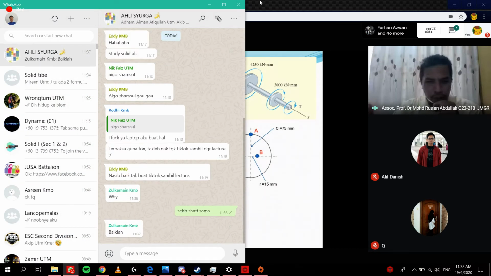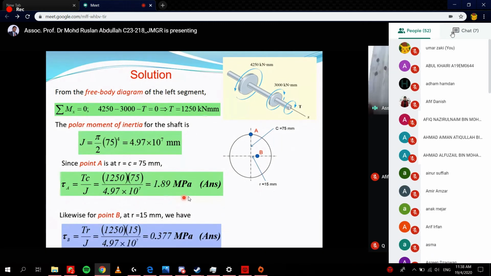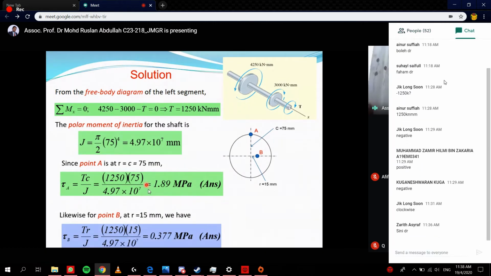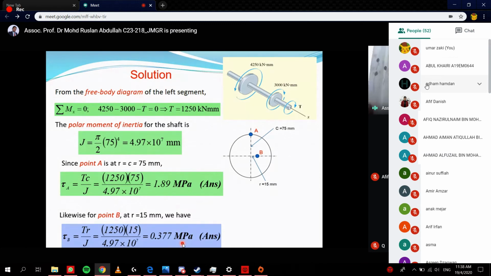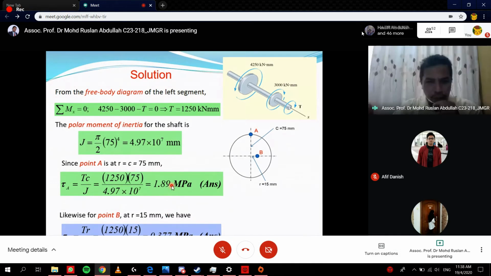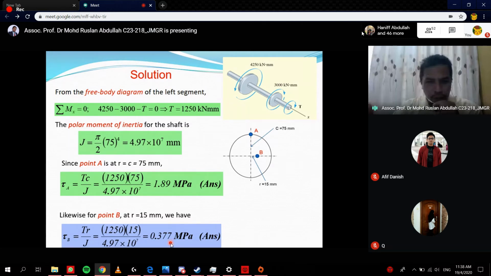And if you refer to this result, tau A and tau B, of course tau A is higher compared to tau B. Why? Because from this formula, T is the same, J is the same. So to make it different only because of the location, and the location refers to the C or R. Okay, so this is the solution of this example.